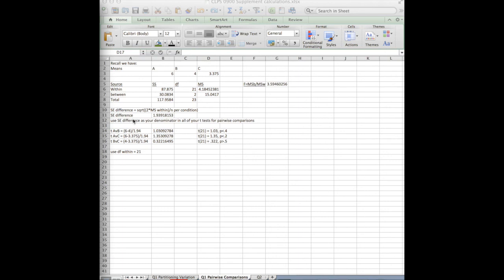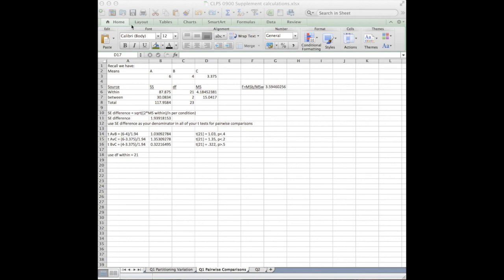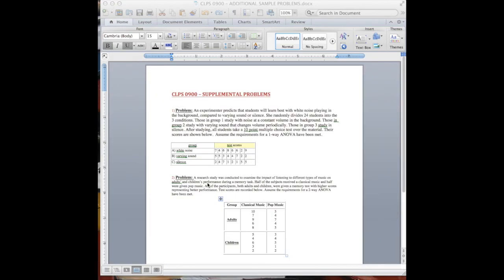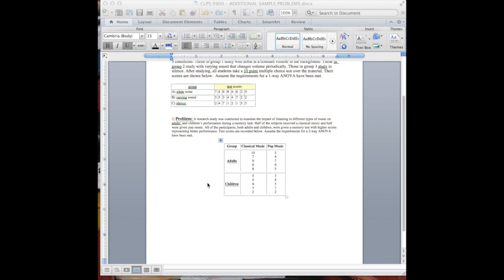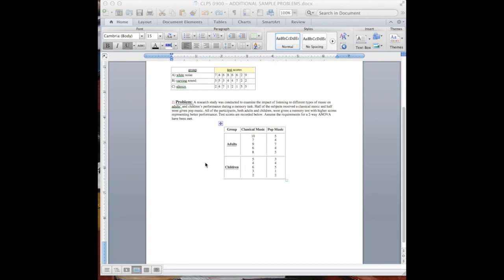So I think I'm going to move on to our second example, which is a two-way ANOVA. Okay, so let me close this. And so here's our second problem. It says that a research study was conducted to examine the impact of listening to different types of music on adults' and children's performance during a memory task.